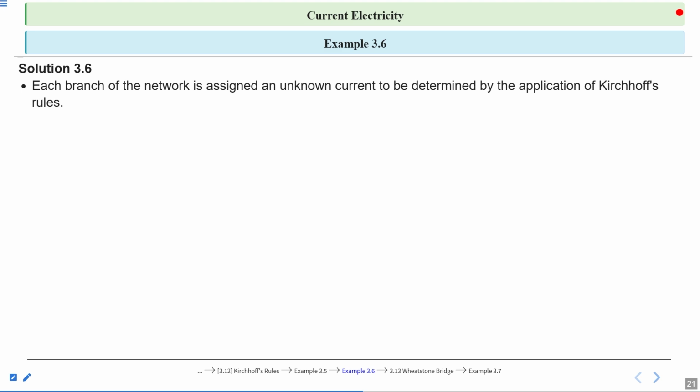Each branch of the network is assigned an unknown current. In the diagram, an unknown current is shown: I1, I2, I3, or a combination of all of these. Each branch is assigned an unknown current to be determined by the application of Kirchhoff's rule.